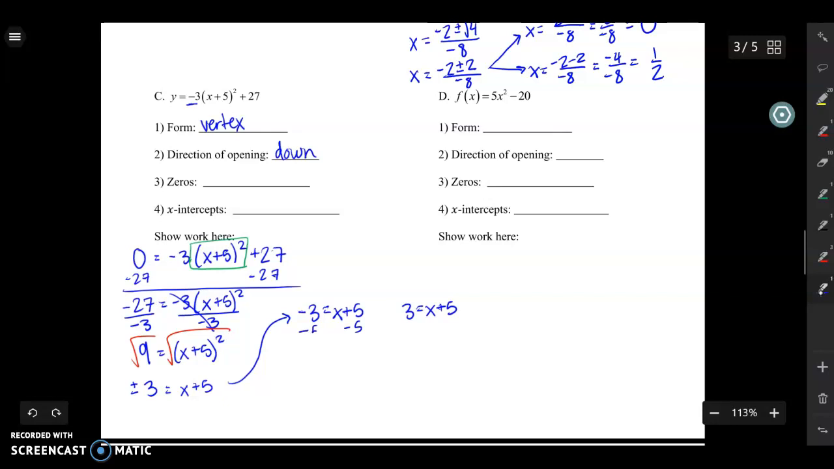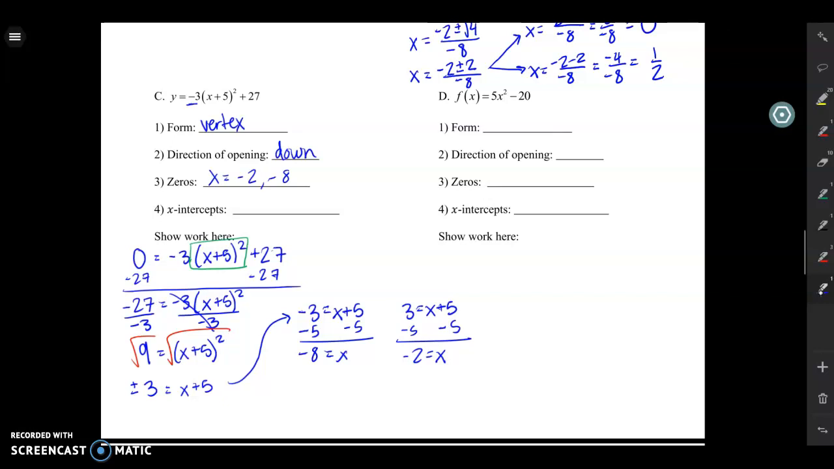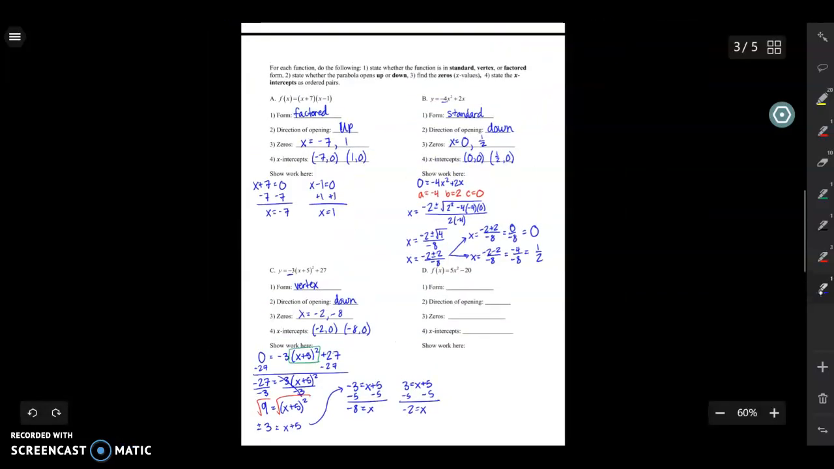So I'm going to subtract 5 from both sides, so I get negative 8 equals x, and I'm going to get negative 2 equals x. So those two values, negative 8 and negative 2, are the two values that make my equation equal to 0. So they are my two zeros. And since they're both real numbers, we are going to write them as x-intercepts. Okay. So that is 3 examples of what it looks like to find the zeros of a function.